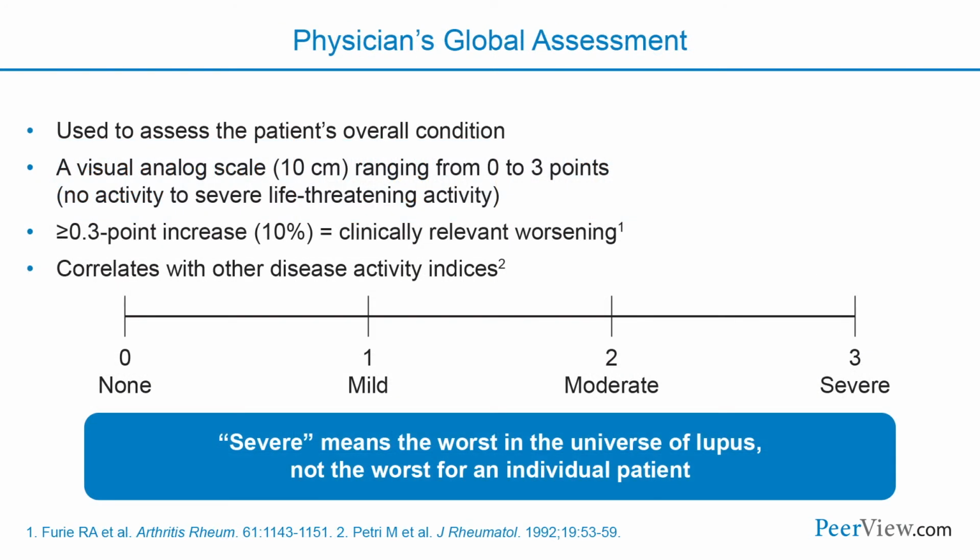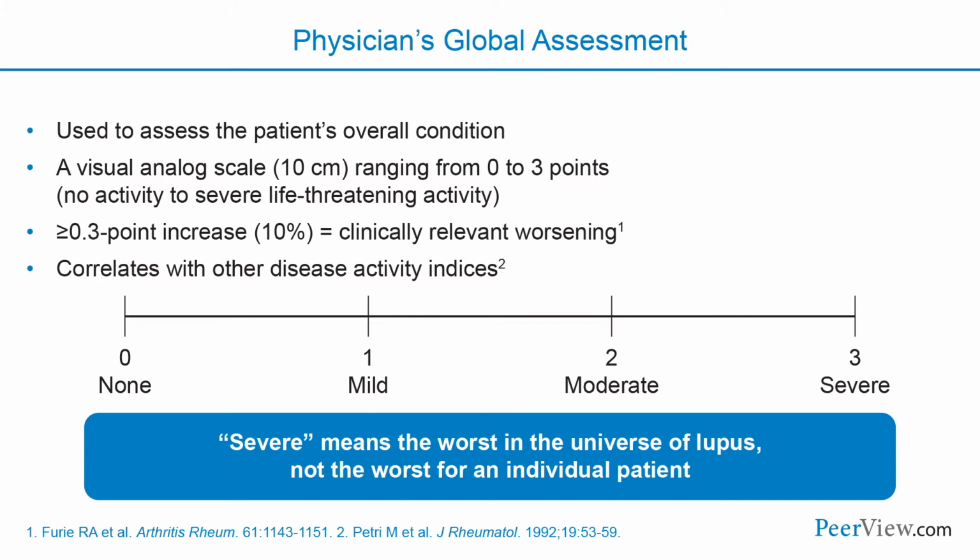I want to show you how we try to measure lupus disease activity in rheumatology. We can use a very simple assessment on a 0 to 3 scale called the Physician's Global Assessment. 1 is mild, 2 is moderate, and 3 is severe. Mild, for example, might be 15 minutes of morning stiffness.